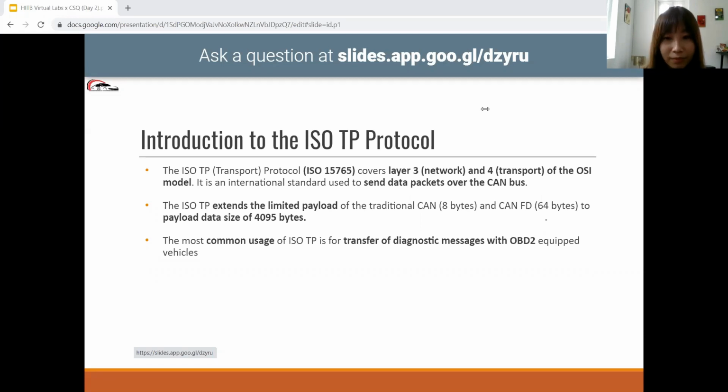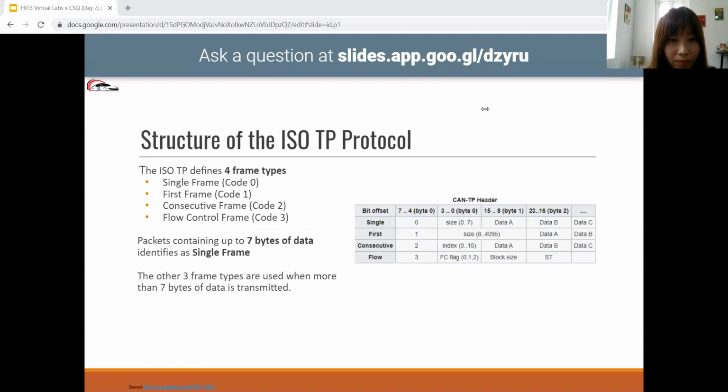Packets that are larger than 7 bytes are segmented into a first frame and consecutive frames. The transfer always starts with the sender sending the first frame, which the receiver receives and confirms by sending back a flow control frame. Once the sender receives this flow control frame, it continues to send out the rest of the frames inside the data packet. How many frames are sent, and how much time is between the frames, is controlled by the block size and the separation time. This is all set by the developers for this ISOTP protocol.